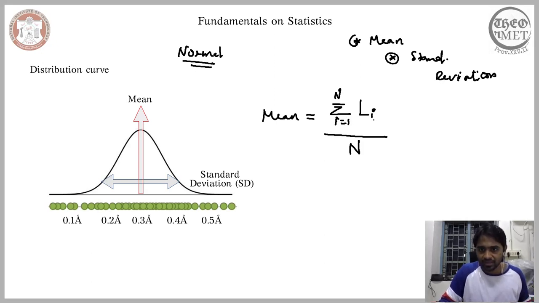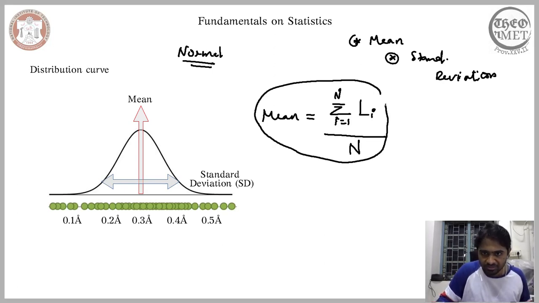So Li is the lattice parameter of alloy i, and we sum it up ranging from the first alloy to the nth alloy, and then we divide it by n. This gives us the mean of this distribution curve, of this normal distribution curve or the Gaussian distribution curve. What this means numerically is that the mean is the average of the entire lattice parameter that we have measured. So that is what numerically the mean is.